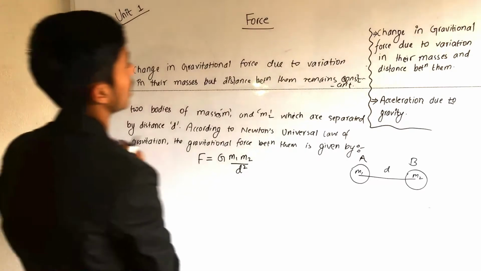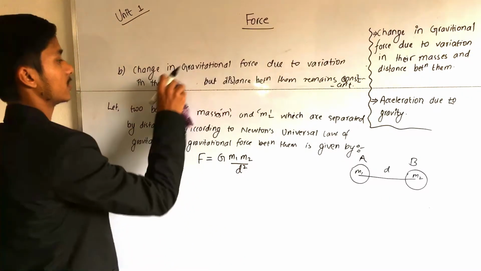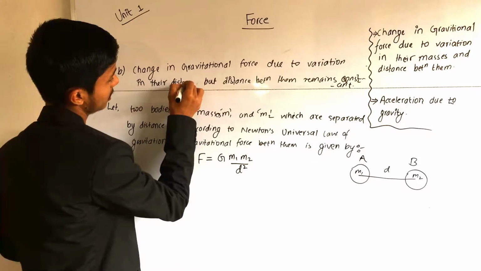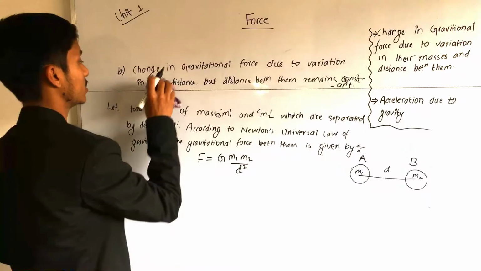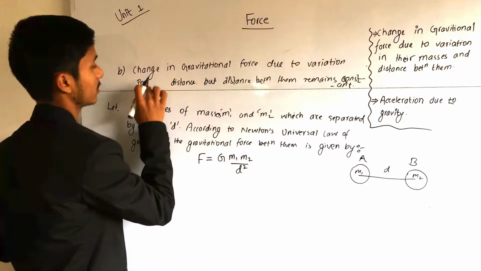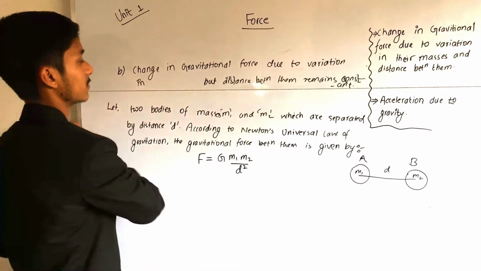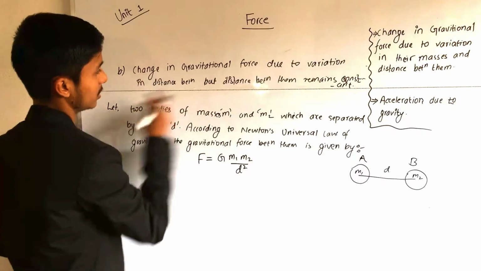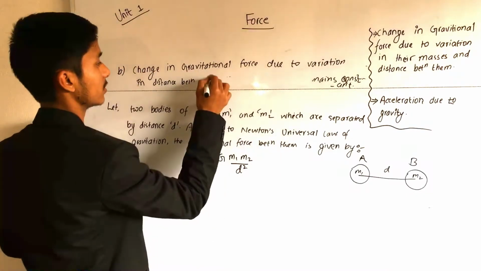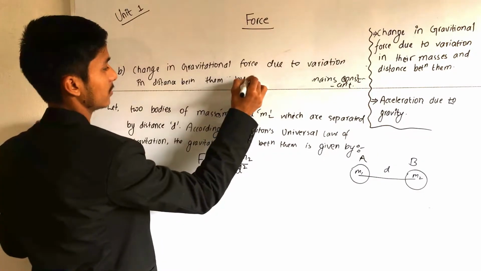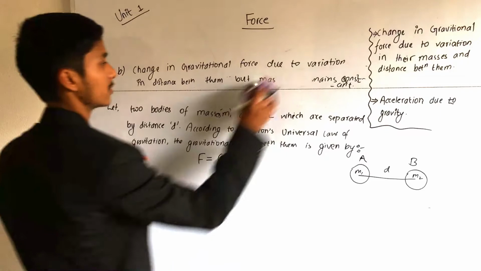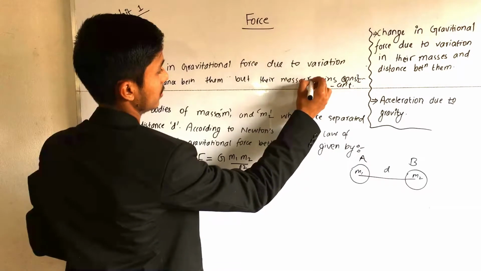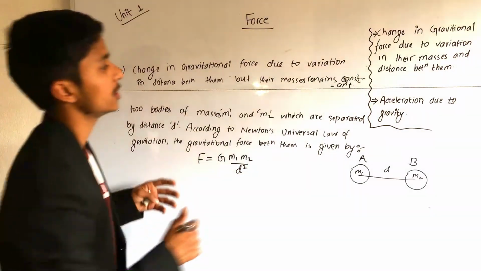This is B number, and force in the variation due to variation in their distance between them, but their masses remains constant. Here condition 2.